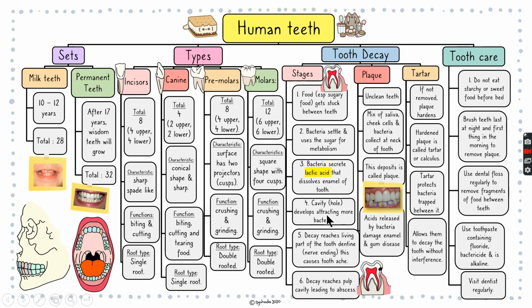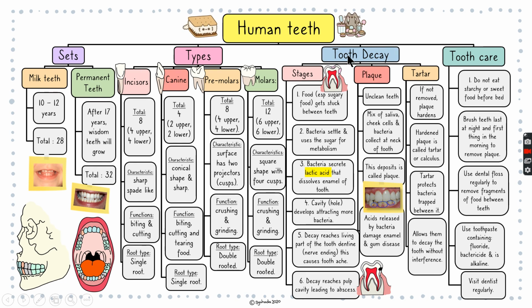And this develops and attracts more bacteria. Decay then reaches the living part of the tooth, which is the dentin, which is right inside here, which contains a lot of nerve endings, and this is where your toothache comes in. And when the decay reaches the pulp, which is this part right here, the reddish color, this can cause an abscess, which in Malay we say nanah, so it is very, very painful.